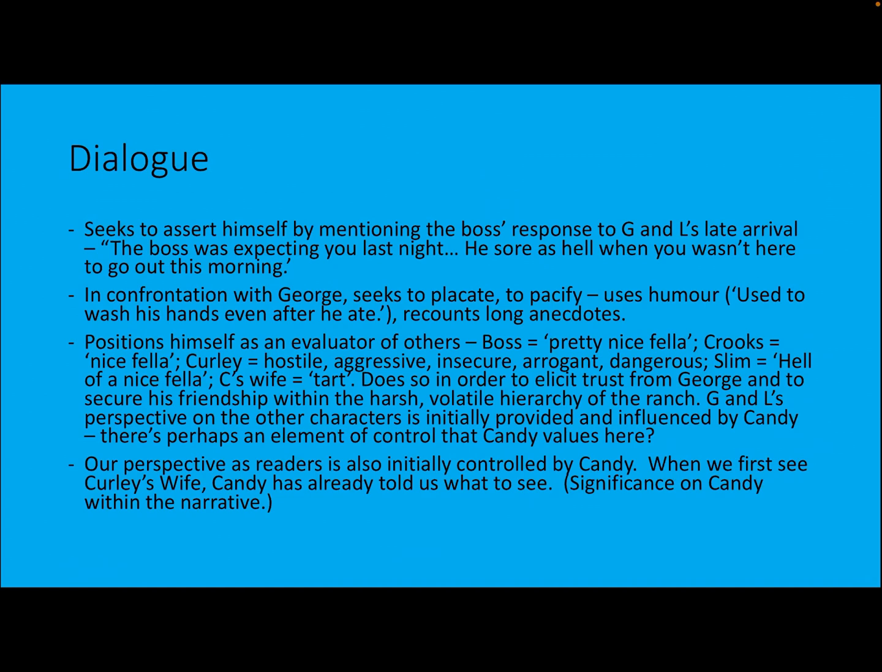The next thing that we could look at is dialogue. So we could look at the way that Candy speaks and what he says.